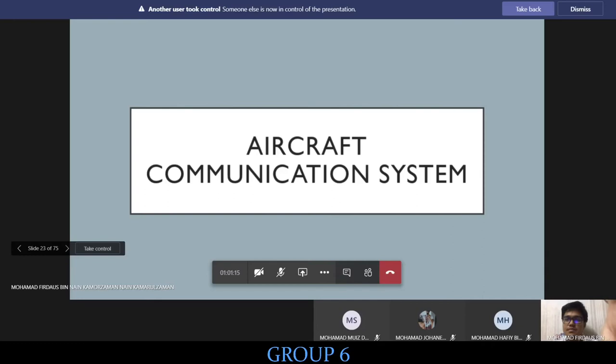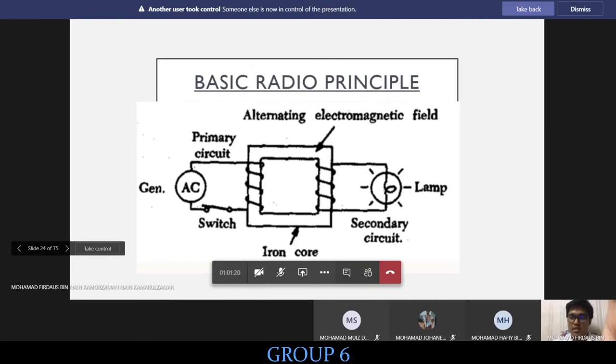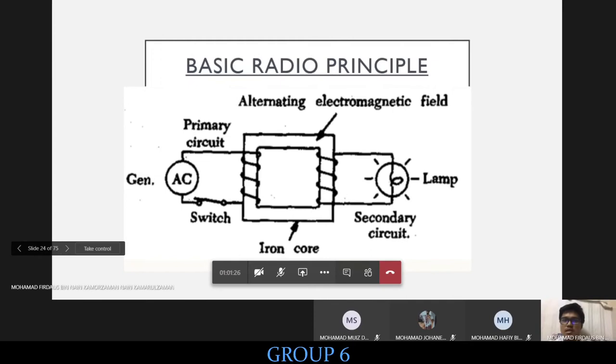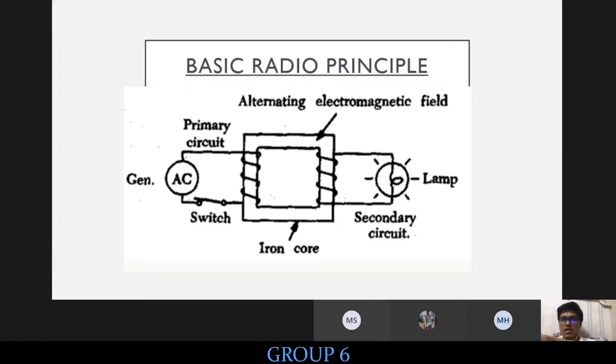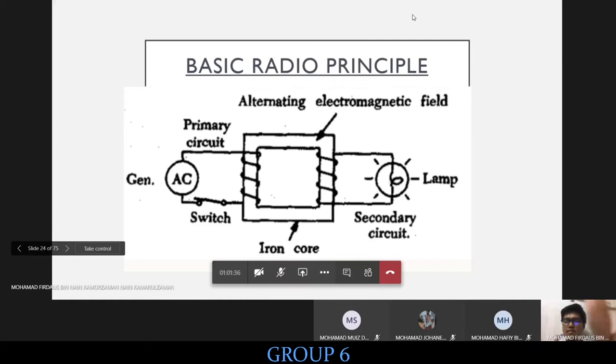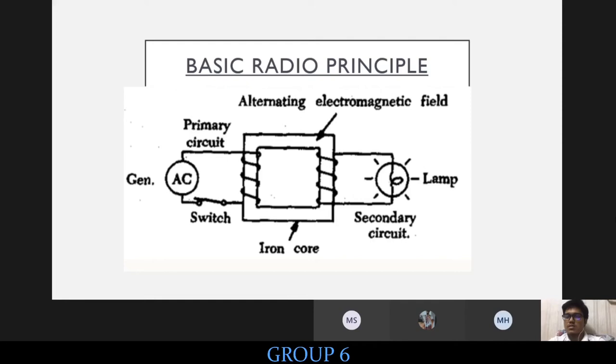Okay, as you can see on the screen, this is the basic radio principle that is used for aircraft. You can see the generator, primary circuit, switch, iron core, alternating electromagnetic field, secondary circuit, and lamp. This is the basic radio principle. I hope you can understand it. So, going to the next.